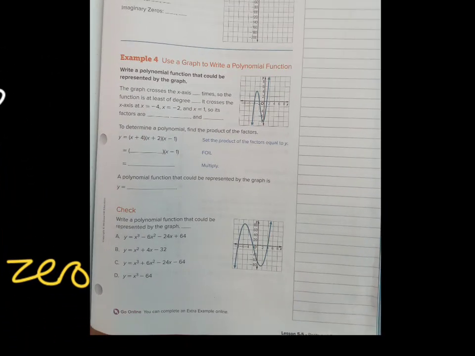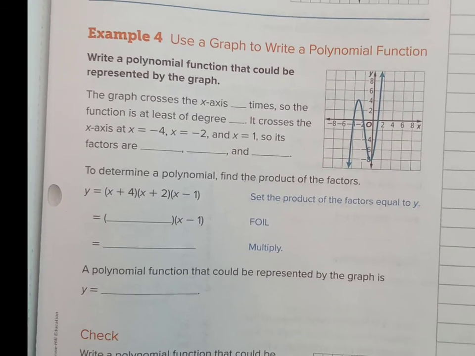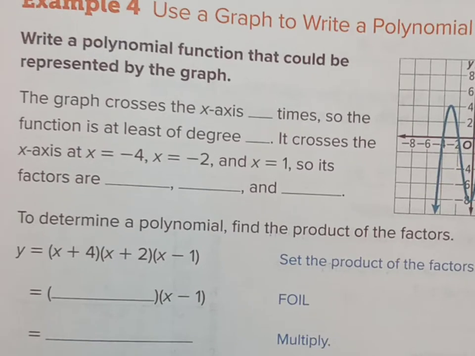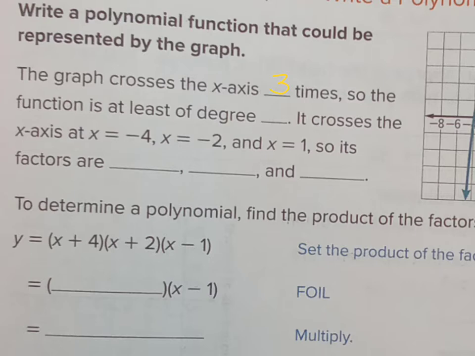All right. So then we're on example 4. And this is page 287, 288. And they say use a graph to write a polynomial function. There's a whole bunch of them, but we're just going to write the simplest one. The graph crosses the x-axis how many times? 3 times.